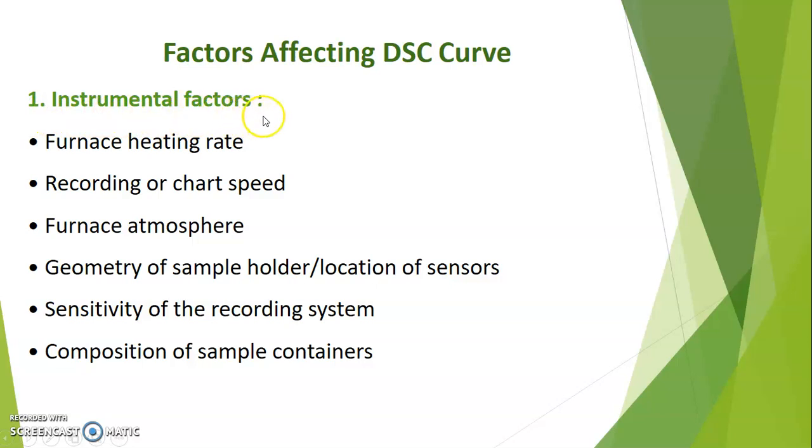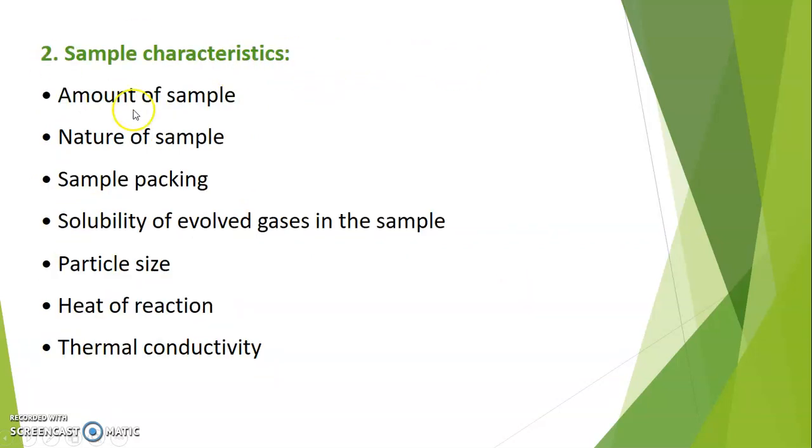First are the instrumental factors. These are heating rate, recording or chart speed, furnace atmosphere, geometry of sample holder or location of sensors, sensitivity of the recording system, and composition of the sample containers. Next are the sample characteristics, which involve the amount of sample taken for the DSC method, nature of the sample, sample packing, solubility of evolved gases in the sample, particle size of the sample, heat of reaction, and thermal conductivity. So these are the sample characteristics which affect the DSC curve.